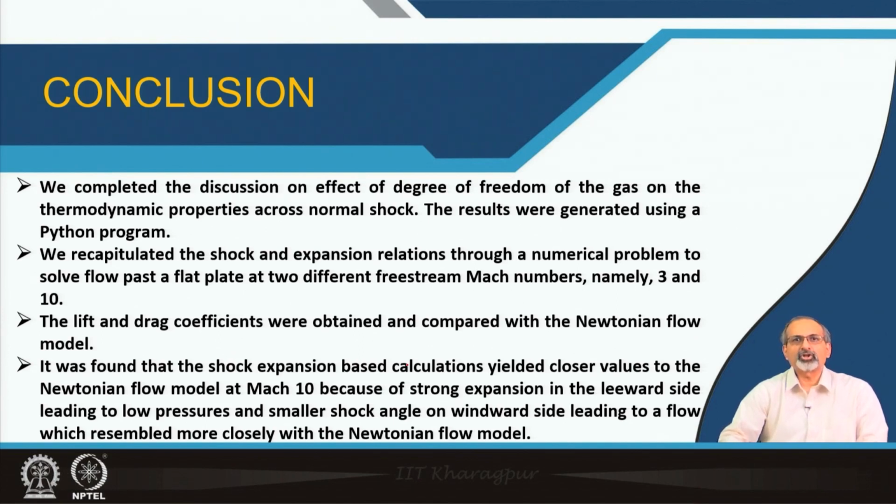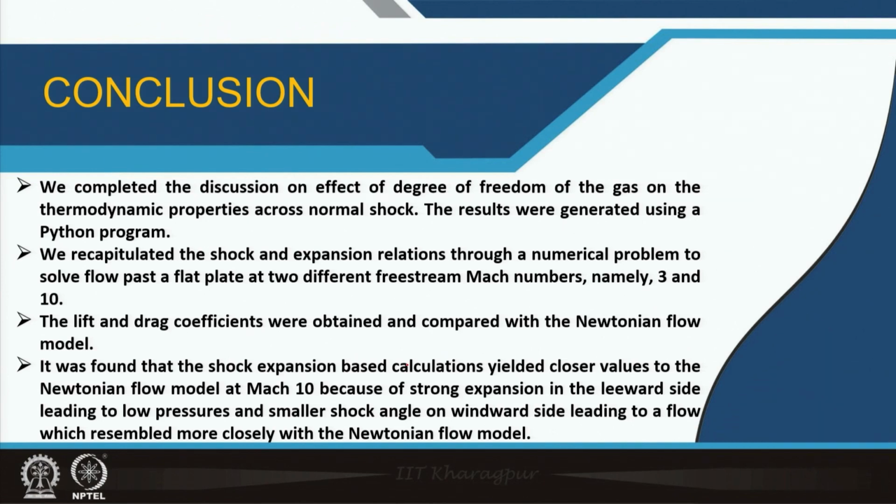It was found that the shock expansion based calculations yielded closer values to the Newtonian flow model when we consider Mach number 10, which is typically a hypervelocity or hypersonic kind of Mach number, because of strong expansion in the leeward side leading to low pressure and smaller shock angle on windward side leading to a flow which resembled more closely with that of Newtonian flow model. So, the numbers or the outcomes were such that we were convinced that they are working in the direction that we expected them to. Thank you.